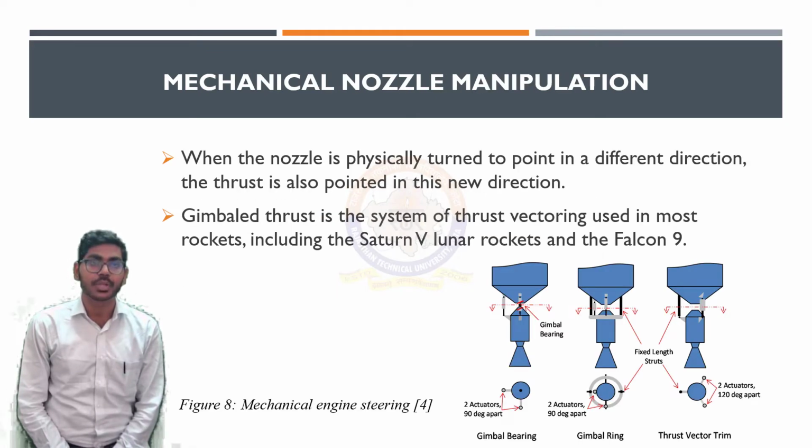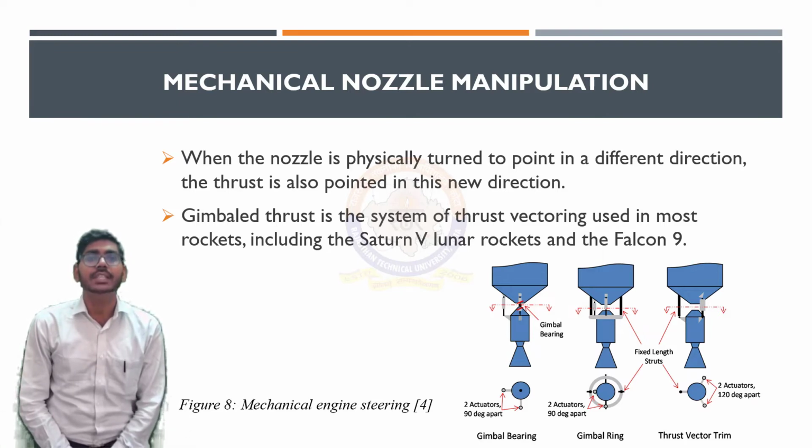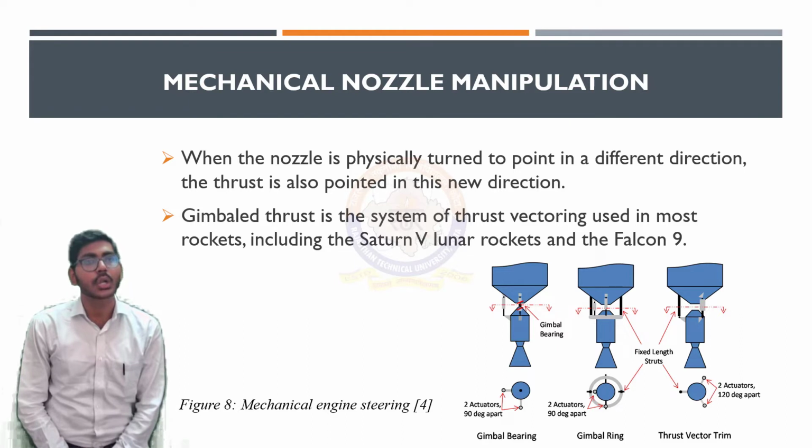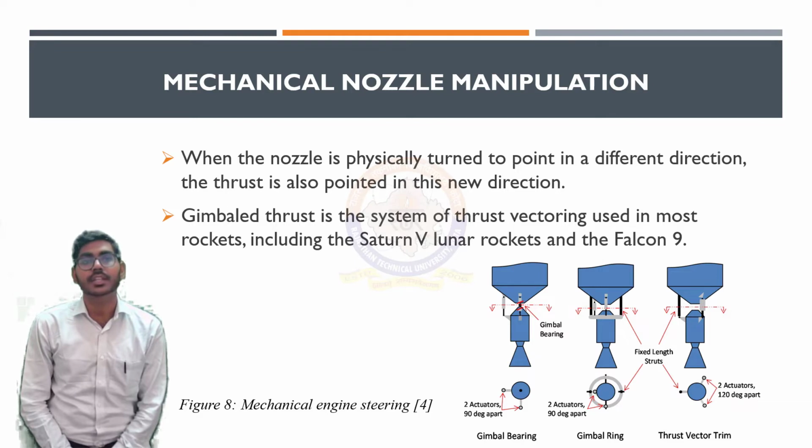Mechanical nozzle manipulation. One commonly used thrust vectoring method involves manipulating the physical configuration of the exhaust nozzle on the jet engine or rocket motor. This method is commonly used on aircraft and is the most common method used with rocket-propelled launch vehicles. Gimbaled thrust is the system of thrust vectoring used in most rockets, including the Saturn V lunar rocket and Falcon 9. Figure 8 is the schematic of mechanical engine steering.